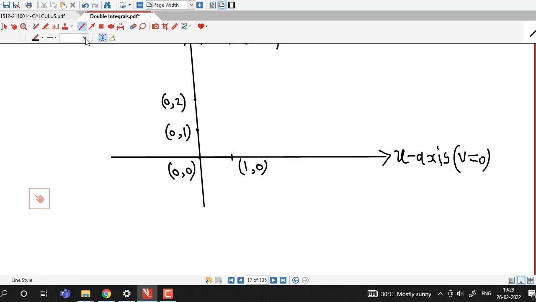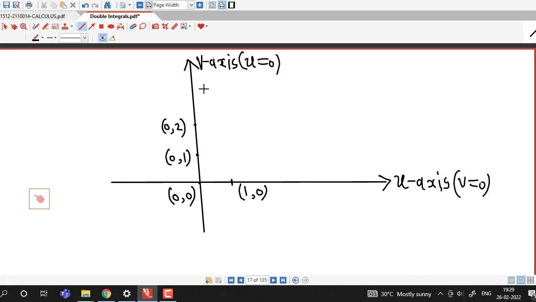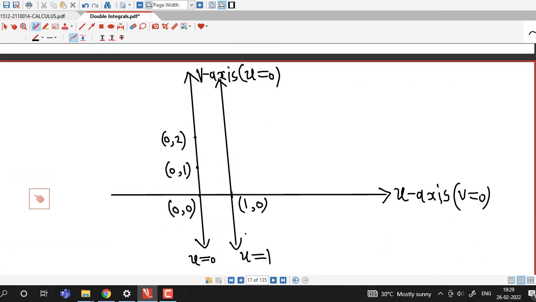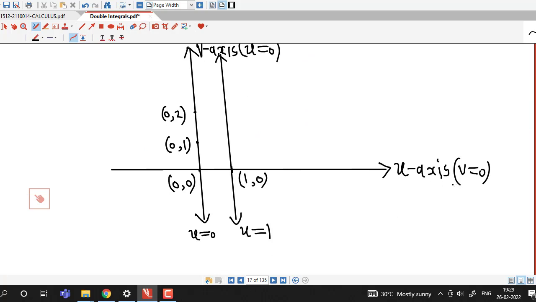So first we sketch u equal to 0. u equal to 0 is the line which is v-axis and u equal to 1 is the line passing through this point and parallel to v-axis. So this is the line u equal to 1, this is the line u equal to 0. So u is from 0 to 1, v is from 0 to 2. So v equal to 0, that is u axis, v equal to 2 means line passing through this point and parallel to u axis.